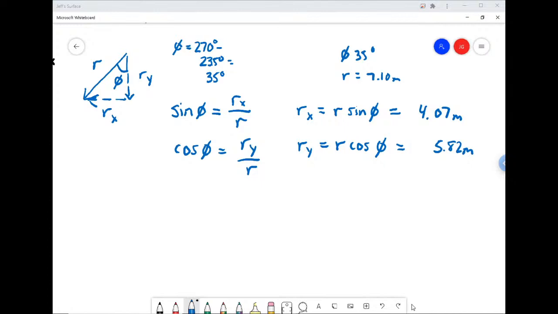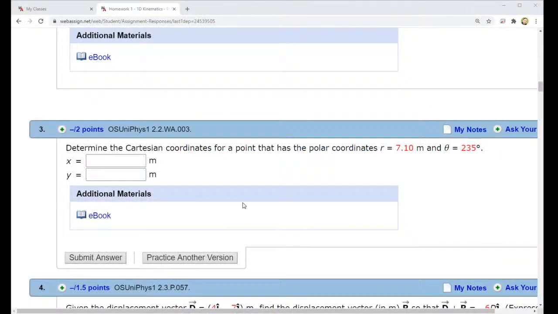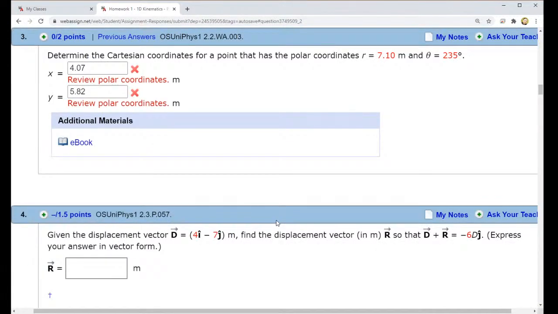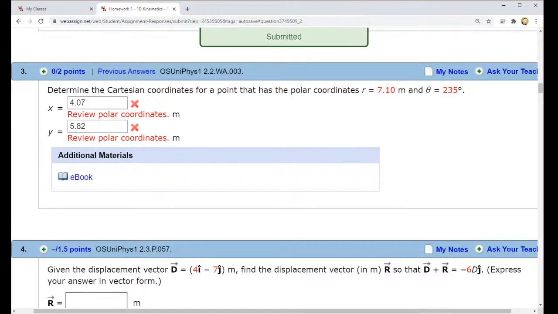All right, so there's one thing missing here though. Let me go back to Chrome here and put in these answers. So I got 4.07 meters for x and 5.82. And when I submit this, they're going to be wrong. Okay? Why are they wrong?